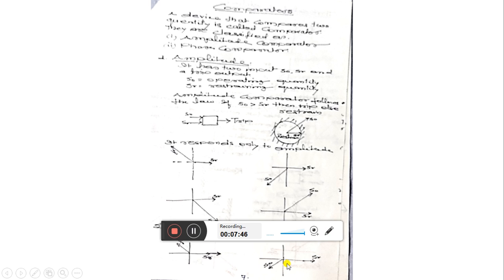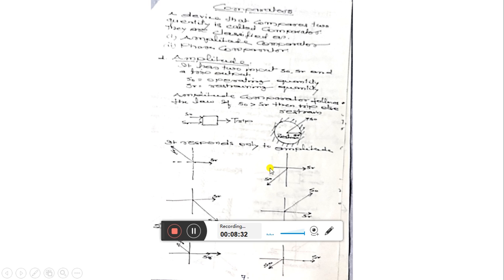Similarly here, if this is the operating quantity and this is the restraining quantity, what we see is that again the S0 amplitude is less than the restraining signal SR. So in this case also the comparator will compare both magnitudes and it will issue a restrain command, because here S0 is less than SR, SR is greater than S0. So we have seen various cases of how the amplitude comparator will work.